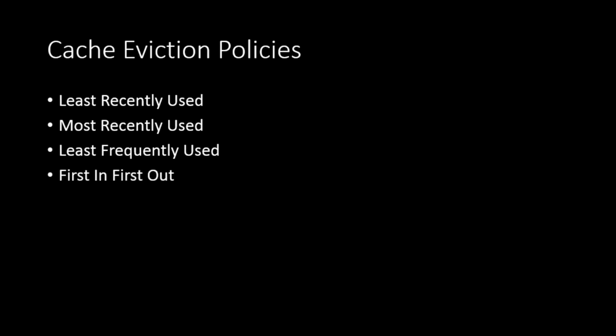Next one is first in, first out. This one evicts the data entries in the same order as they come. So, according to this policy, the data entry which came first is least likely to be requested in the future. And hence we replace the data entry which came first with a new one. Okay, so these are some of the standard cache eviction policies.